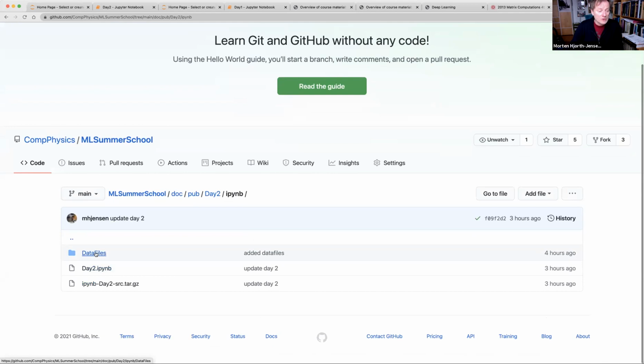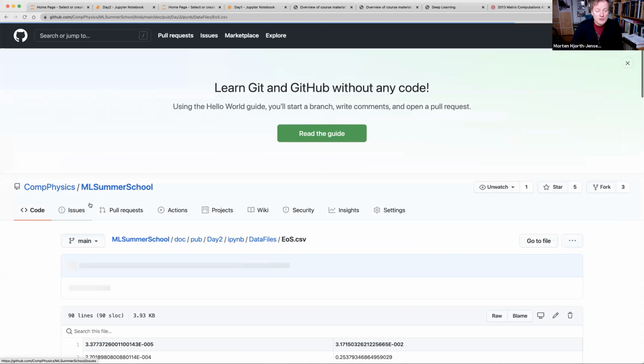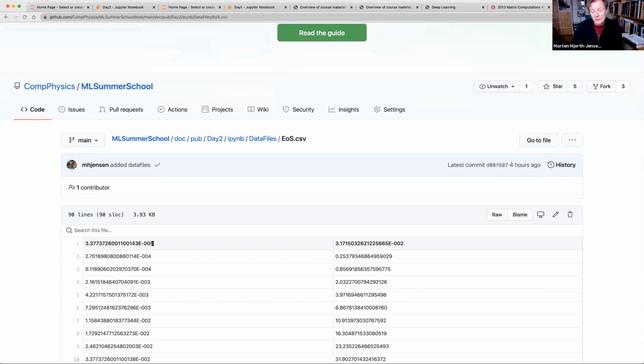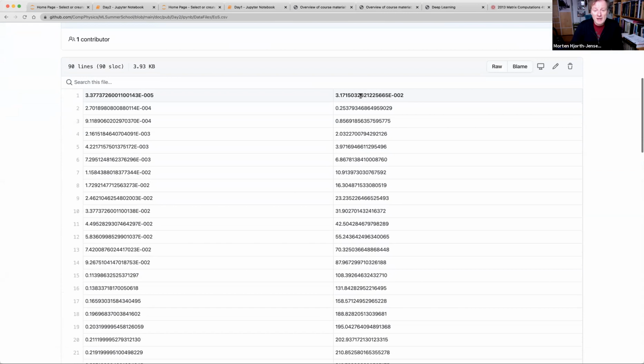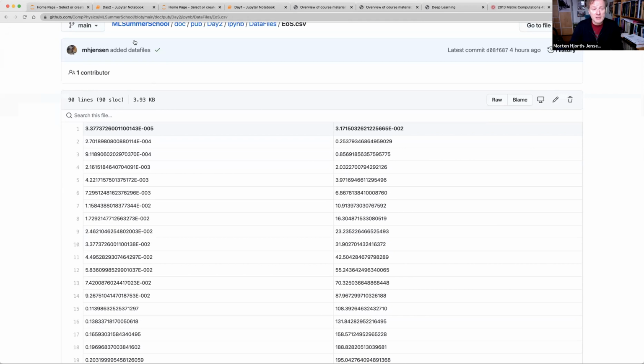So there is a file which is called the equation of state. The first column is a density in inverse Fermi cubed, and the other one is the energy density. It's actually energy divided by density. So these are my targets, the second column, and the inputs are here. These are my Y values. And now I want to make a polynomial fit to this data. So what I'm doing now is to do something similar.